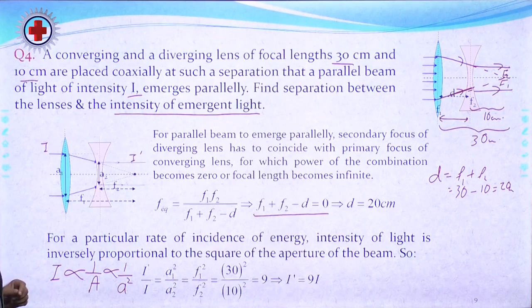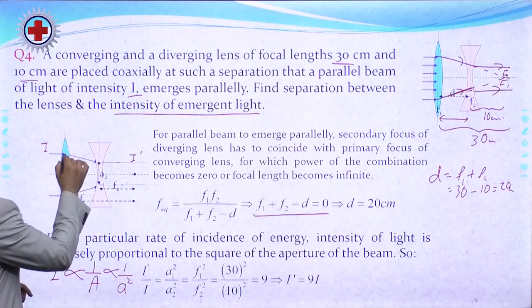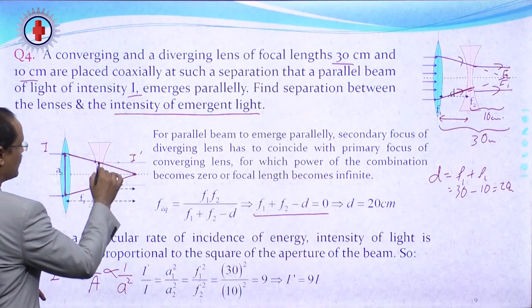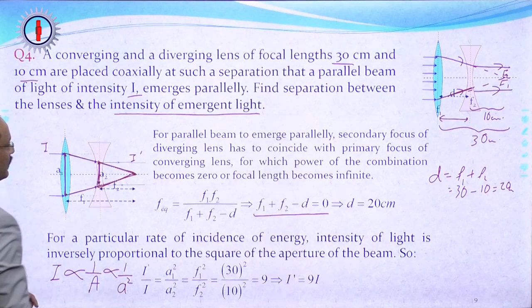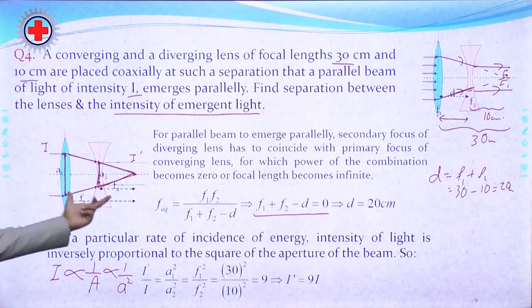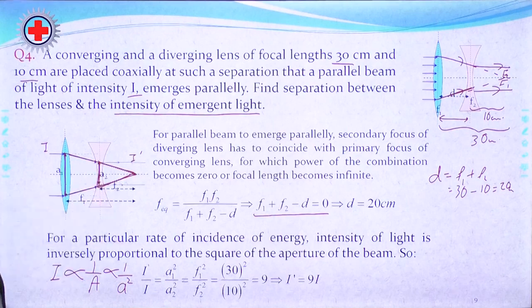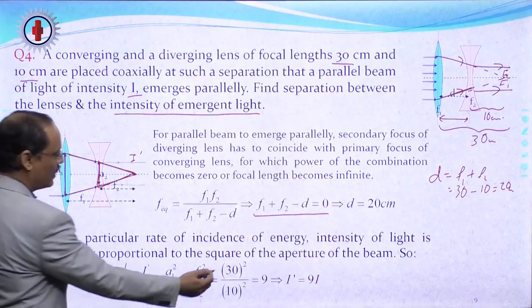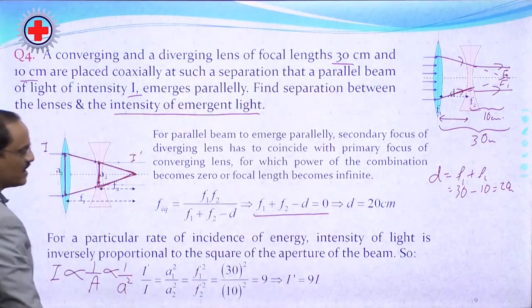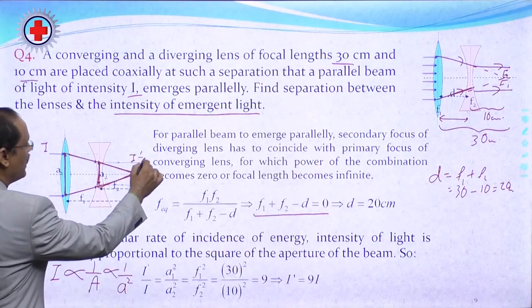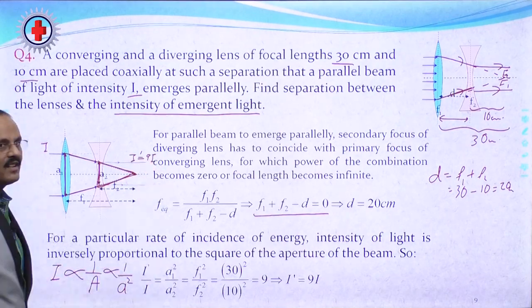Now, how are A1 and A2 related? Again we could get those similar triangles. This is the larger triangle, this is the smaller triangle, they are similar. So, ratio of height and base will be equal, that is, A1 by F1 will be equal to A2 by F2, or A1 by A2 will be equal to F1 by F2, or F1 square by F2 square will come here, or 30 square by 10 square, or 9, and that intensity I dash becomes 9 times the intensity of incident beam.